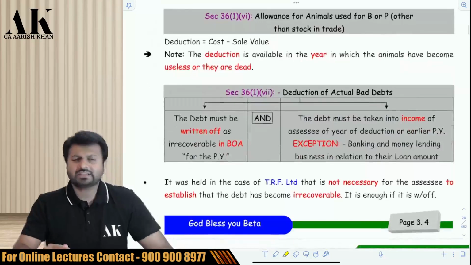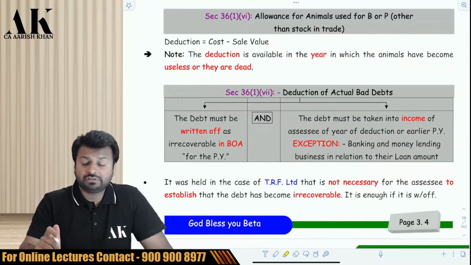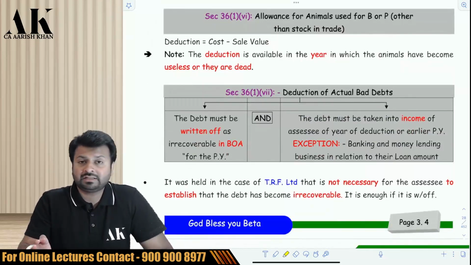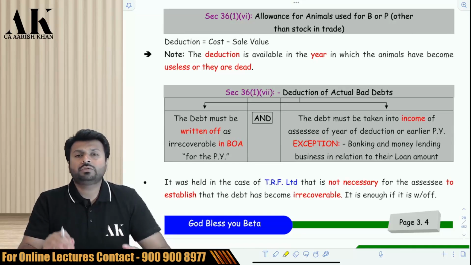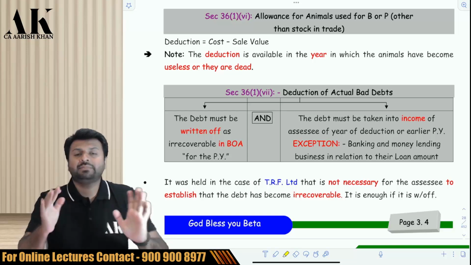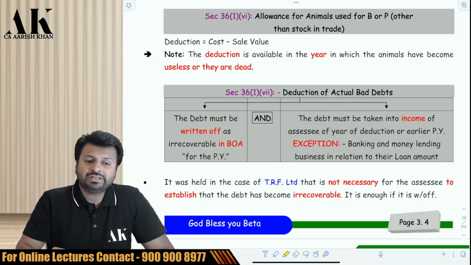Next is a very simple section. If you have an animal in your business which is not stock in trade, but other than stock in trade, you will get the deduction. But when will you get the deduction? Listen carefully. You will get the deduction in the year in which you sell the animal or the animal becomes useless. If the animal is dead or useless and you sell it, in that year you will get the deduction.